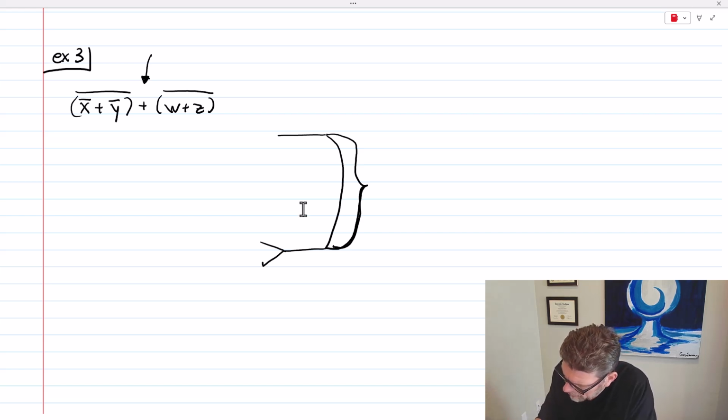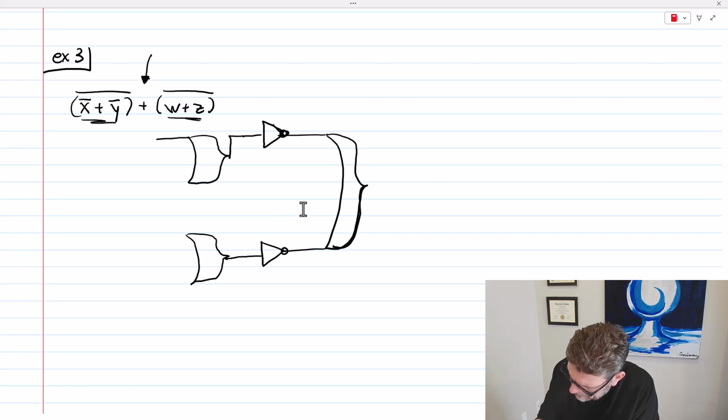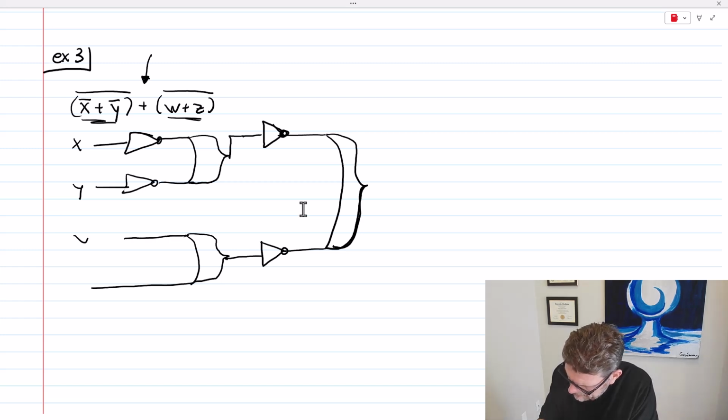So if we look, that means that we're going to have inverters coming before that OR gate. And then what I'm going to do is I'm going to have an addition. I'm actually going to have 2 additions, because those are the ones inside of the parentheses before we go in and we actually find their complements. And there we go. And what we'll notice here as well is that we're going to invert x and we're going to invert y. But we're not going to be inverting w and z.